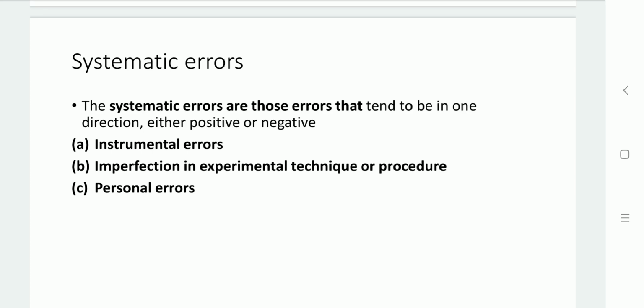For example, if we use a thermometer, the temperature given by the thermometer is different if we keep it in the armpit or if we keep it below our tongue. In both ways, a different temperature can be obtained. This is the procedure fault, the imperfection in the procedure we are utilizing.